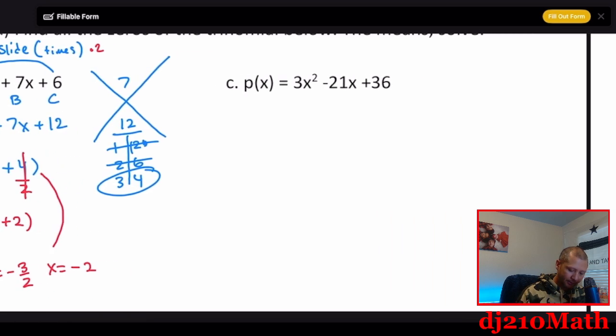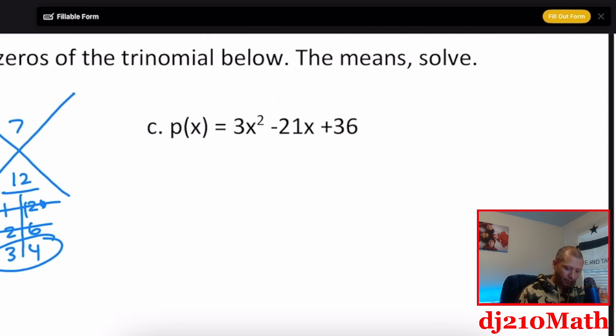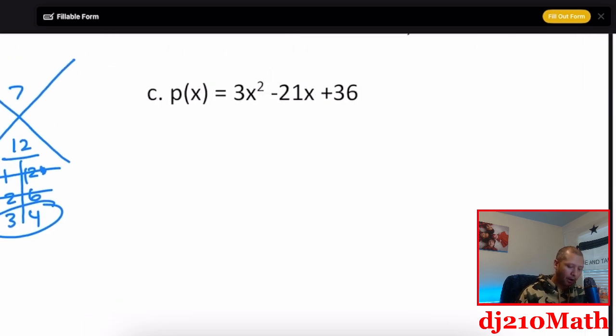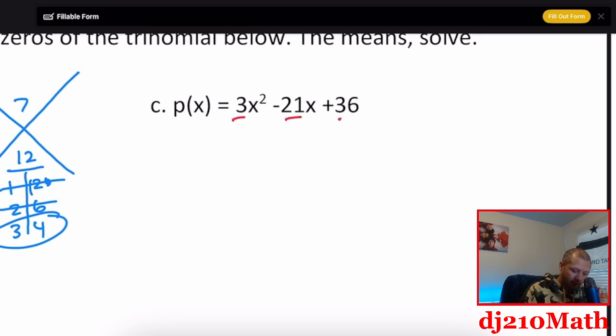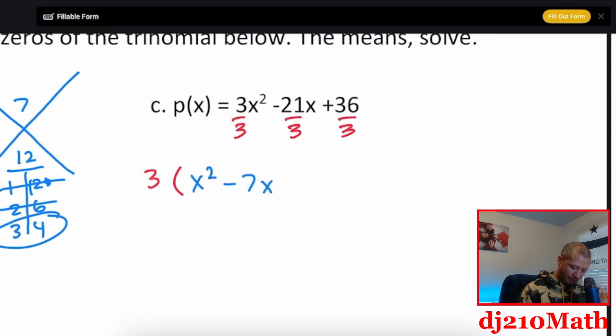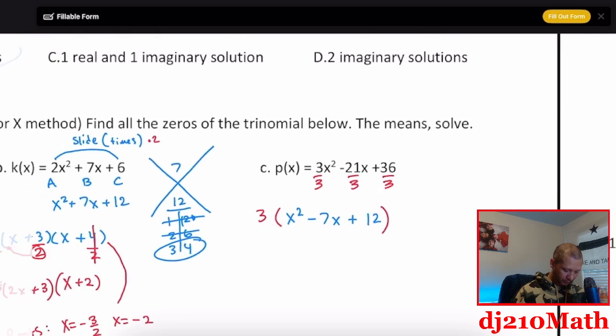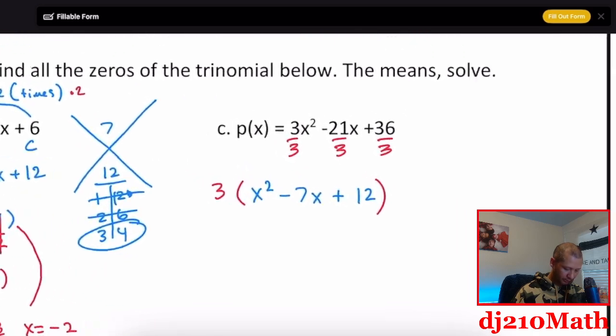Okay, C. 3, 21, 36. Right away, I realized that each of the 3 terms can be divided by 3. So I'm going to factor out a 3. So 3 is one of the factors right away. We have x squared left over minus 7x plus 12. Negative 7, plus 12. Why does it sound familiar? Oh, it's because of what we just had right now.